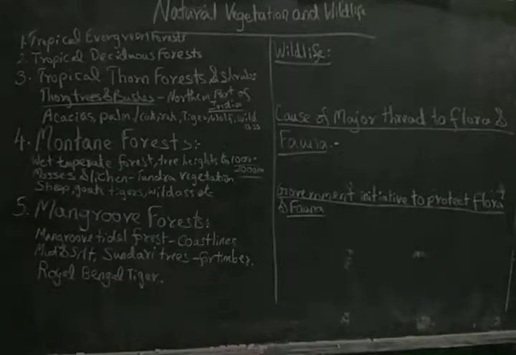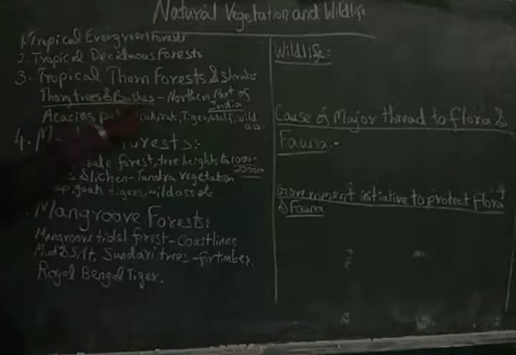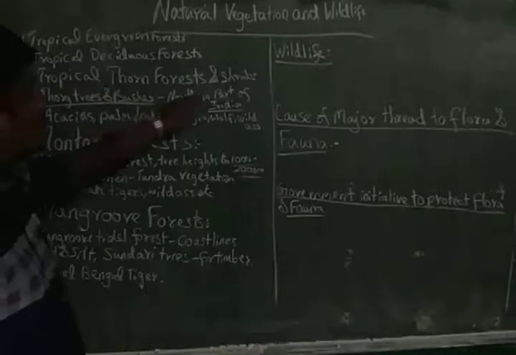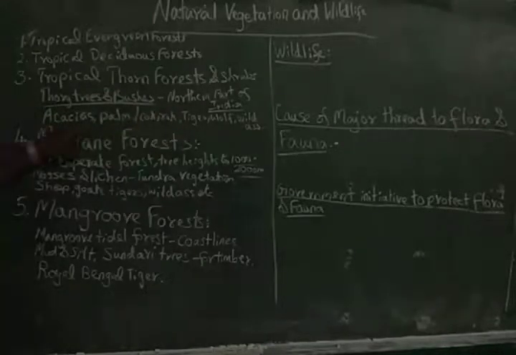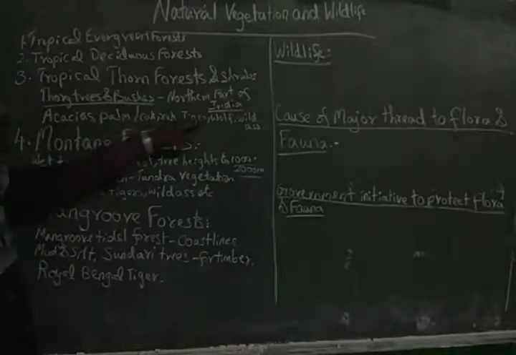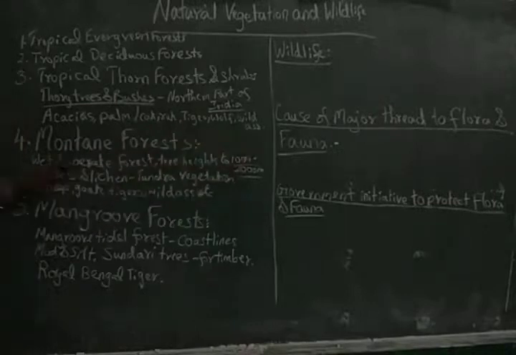Here we have seen the tropical thorn forest. These forests have thorny trees and bushes, and most are found in the northern part of India. Acacias and palm are the main trees grown here. The animals living here are cat, rat, tiger, wolf, wild ass and others.